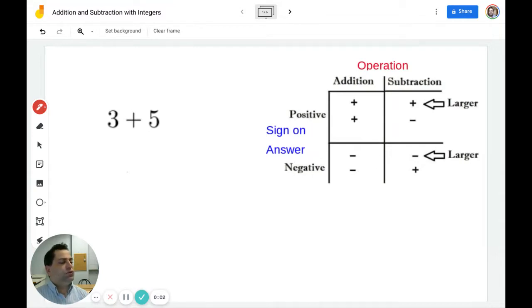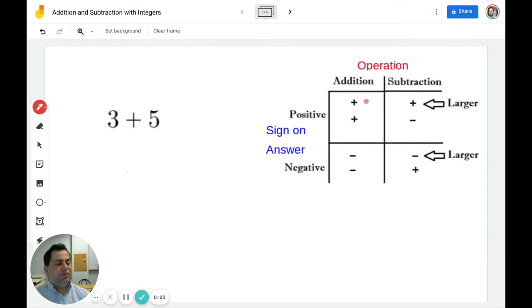Hello and welcome to a tutorial on addition and subtraction with integers. Before we start calculating, I just want to draw your attention to this chart in the upper right. If you commit this chart to memory, you should have no problem adding and subtracting integers. The chart is fairly easy to memorize.